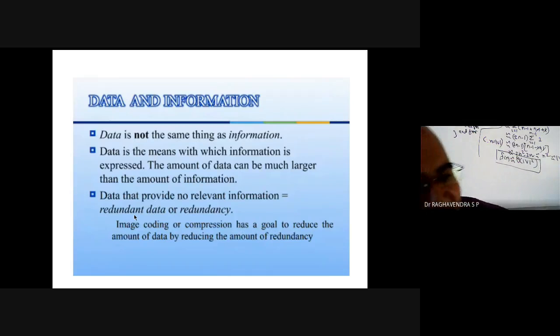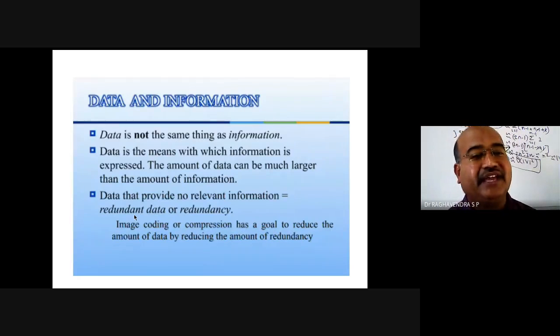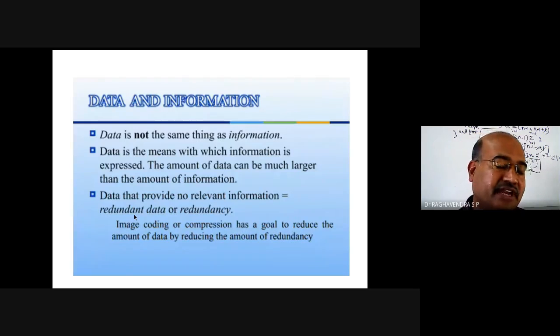So now, what is data? Data is not the same as information. I have already explained this before, but once again, whenever we discuss image compression, the concept of information can be conveyed through the data. This will always be discussed, okay? Now the data is the means with which information is expressed. I want to express some information. How can this be achieved? This can be done via the data.